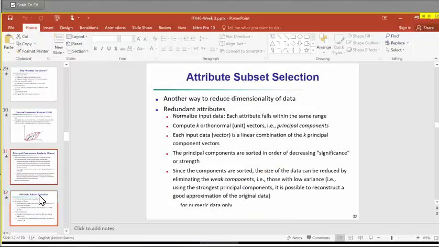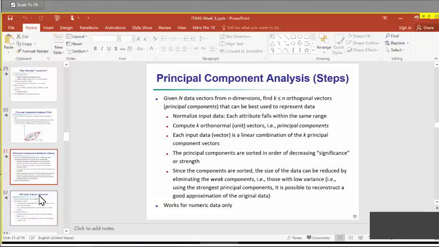So there are several steps for principal component analysis. The first one is that if you have a given data vector of n dimensions, we want to find k, which is always less than or equal to n, not greater than n. These k orthogonal vectors are known as the principal components, and they can be best used to represent the data.